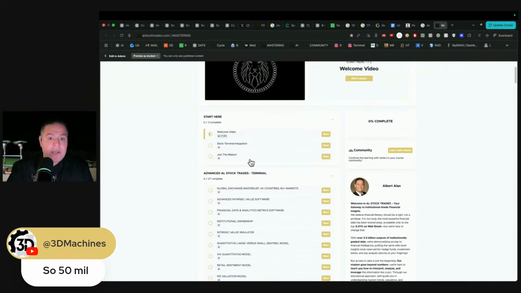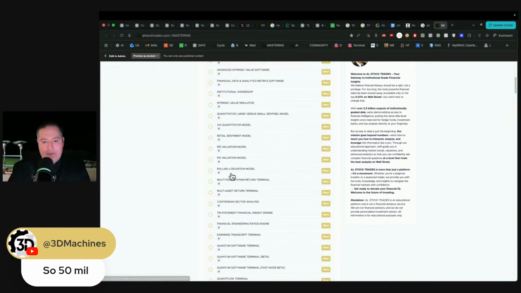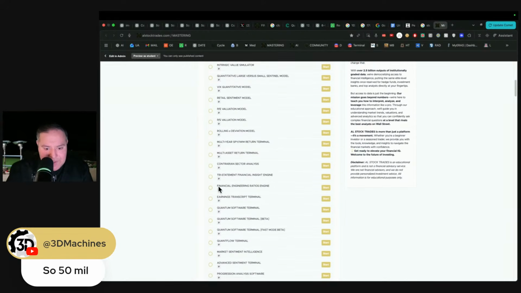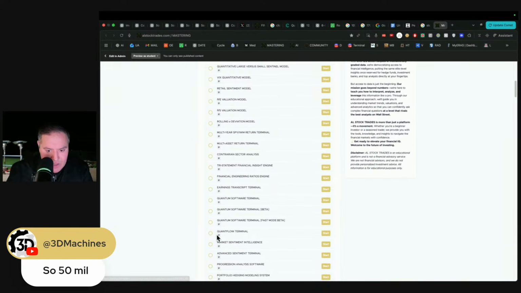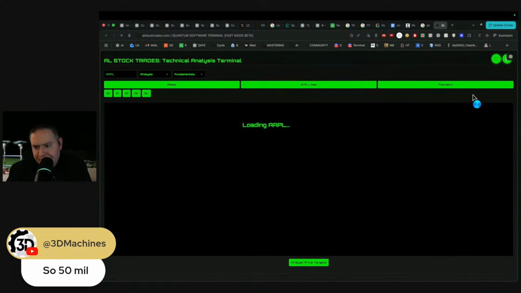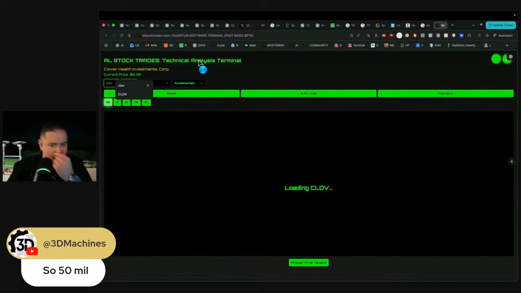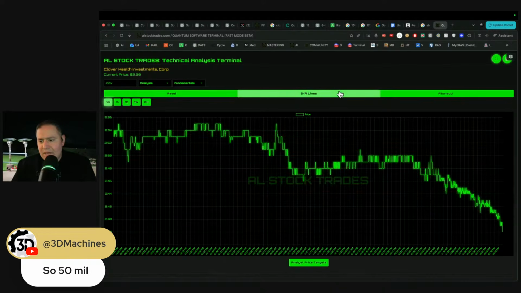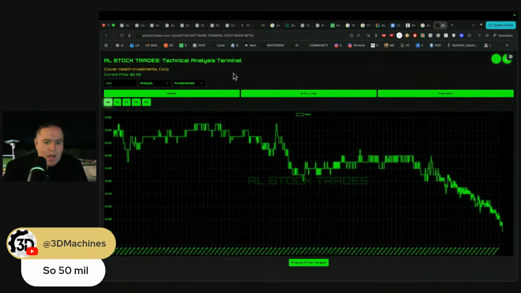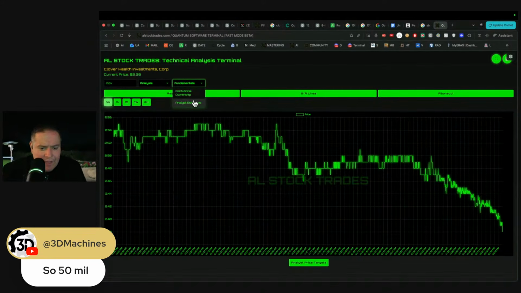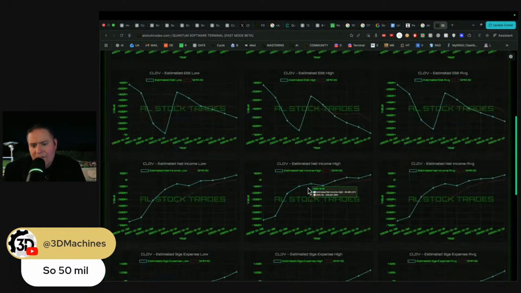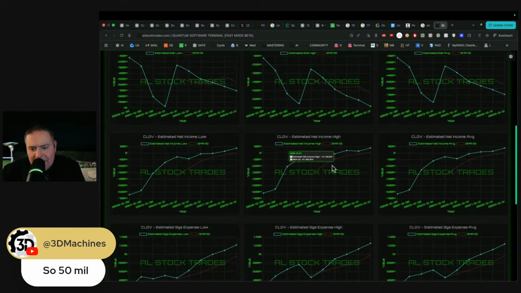We have a terminal for that, which we can access here. Let's look at the beta mode here, and let's open up, we'll type in CLOV. Obviously, this gives you support and resistance lines and all these things here. Let's look at analyst estimates, and let's look at profitability here. So it looks like in 2029, they're expecting Clover to get around 79 million.